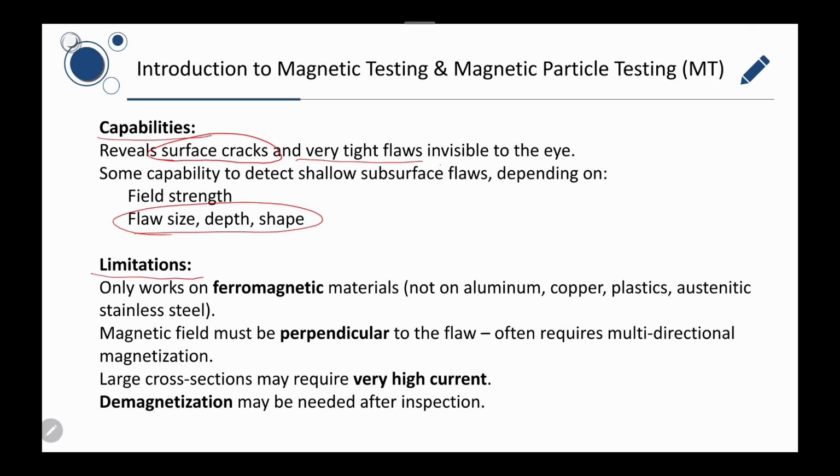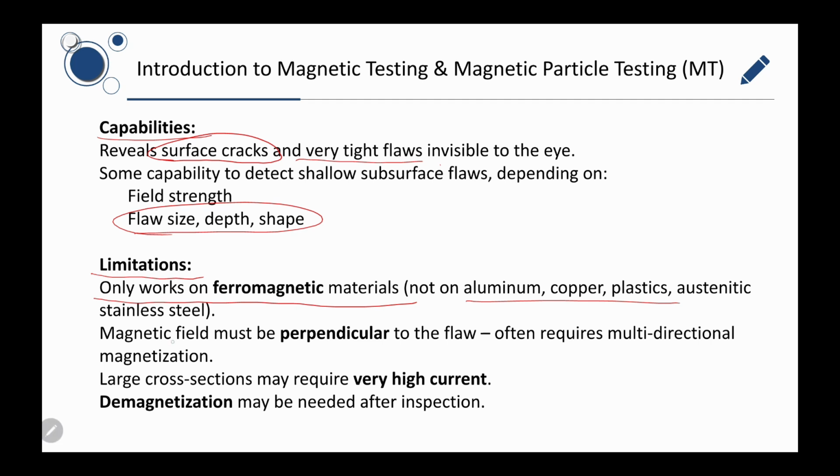Then the limitations of MPT. It only works on ferromagnetic material. MPT cannot be used on non-magnetic materials like aluminum, copper, plastics. It works only on ferromagnetic materials like carbon steel, ferritic steel and some cast irons.